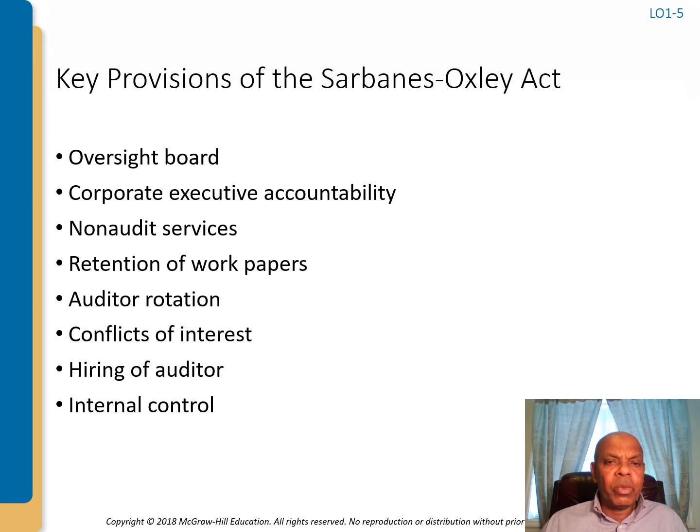Okay, retention of work papers. What they did, they just got rid of all the work papers. Now you have to keep them. Audit rotation, what that is: every certain number of years, you can't keep the same auditor. You have to rotate auditors to make it independent, so you're not getting very, very friendly, very close with the corporate executives.